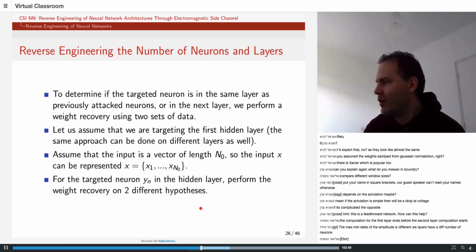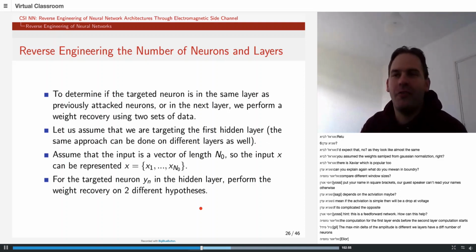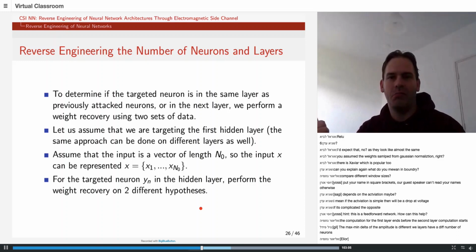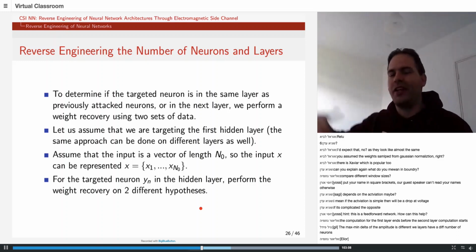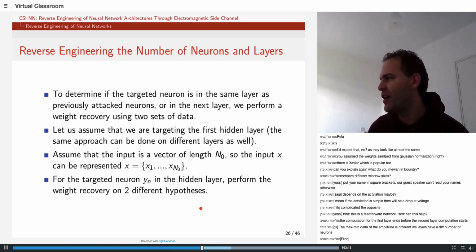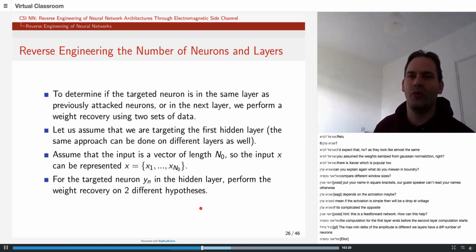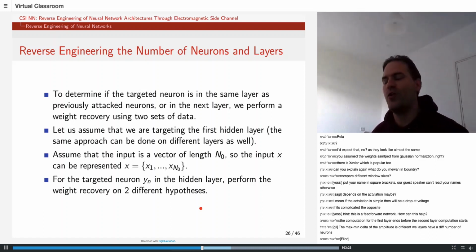So what do you do? Well, you know that a neuron belongs to a layer. And if you start with the beginning of your neural network, you kind of assume a neuron will belong either to the first layer or to the second layer, because there is nothing else. It cannot belong to the 77th layer because you are just at the beginning of your neural network. And then you will have two assumptions. First, you will assume that a neuron belongs to the first layer. Second, you will assume that the neuron belongs to the second layer.